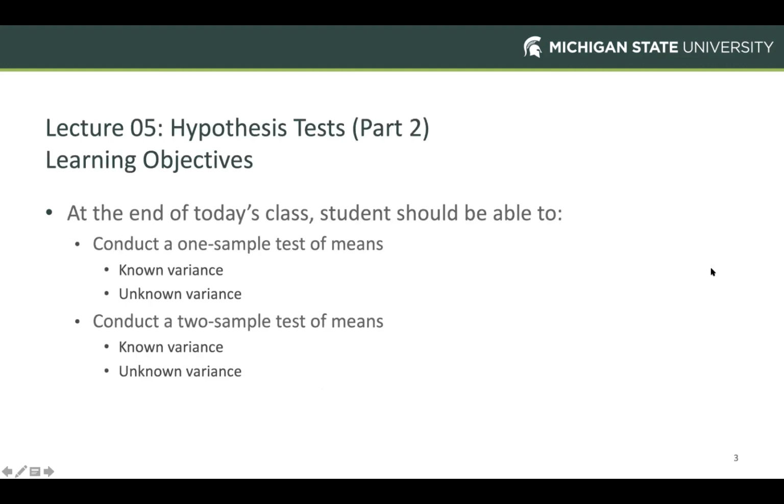All right, so at the end of today's class, you should be able to conduct a one sample test of means for cases where the variance is either known or unknown. And likewise, you should be able to conduct two sample tests of means, specifically for independent samples, for cases where the variance is known or unknown with respect to those two samples, okay?